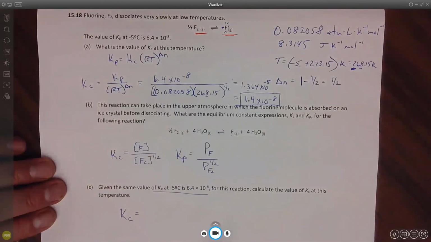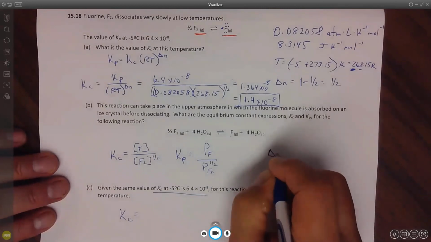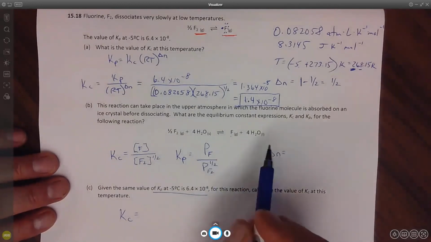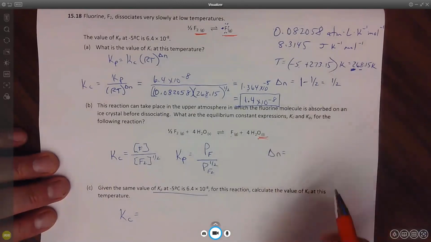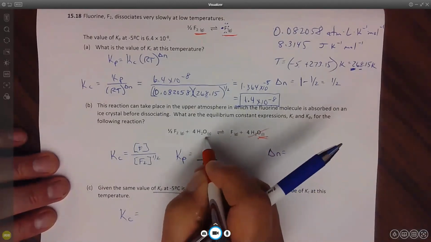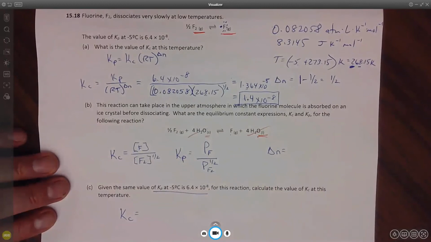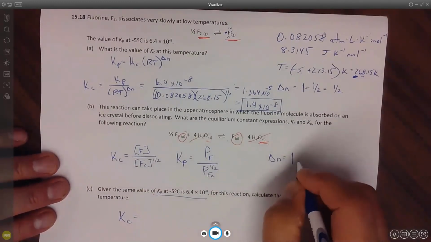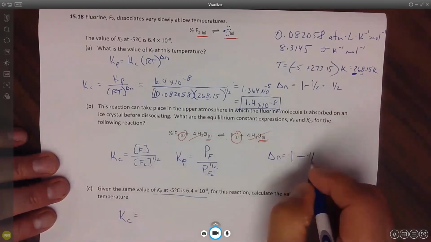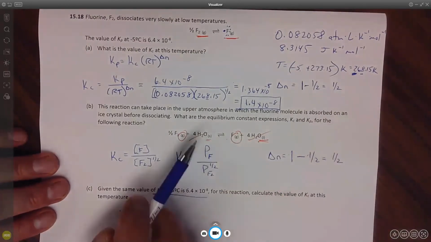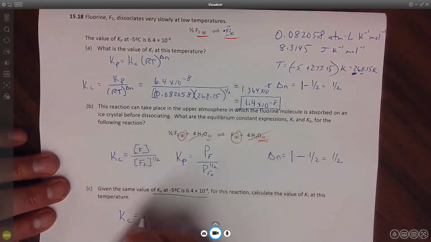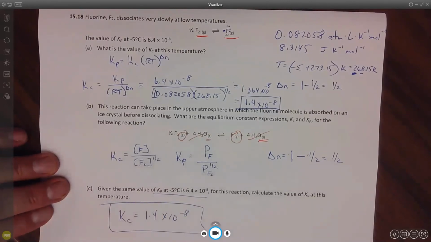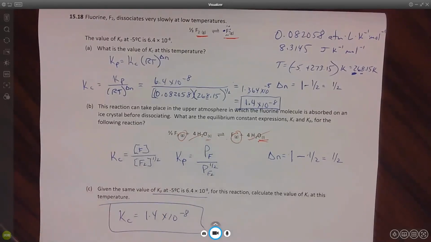Yeah. Again, remember, it's just the gas, the change in the moles of gas. This is a liquid. We don't care about it. This is a solid. We don't care about it. All we care about are the gases. So again, it's going to be 1 mole of product gas minus 1/2 mole of reactant gas, which is going to be 1/2, which is exactly what we got there. So it's going to be the exact same value that we calculated earlier. Any questions about that?